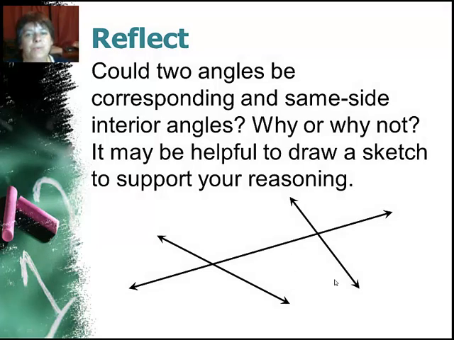Now for your reflection. Could two angles be corresponding and same side interior angles? Why or why not? And you may want to draw a sketch, say draw a transversal and two lines that cross it. Can you have corresponding angles that are same side interior? So think about it and do the best you can.